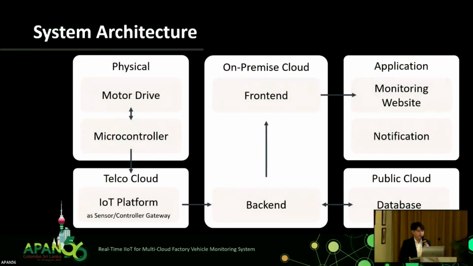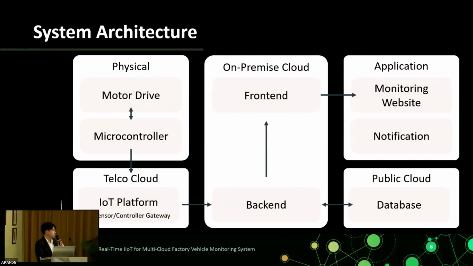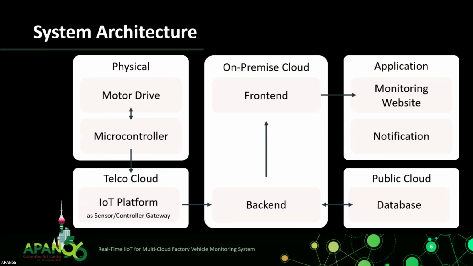This is my system architecture. In the physical part, we have the motor drive inside the vehicles, and we design the microcontroller to gather that information and send it to the cloud. In the cloud part, we have three main clouds: the telco cloud, corresponding to the microcontroller provider; the on-premise cloud, where we deploy the front end and back end servers; and the public cloud, where we have a database. In the application part, we have a monitoring website to see the data records and notifications.